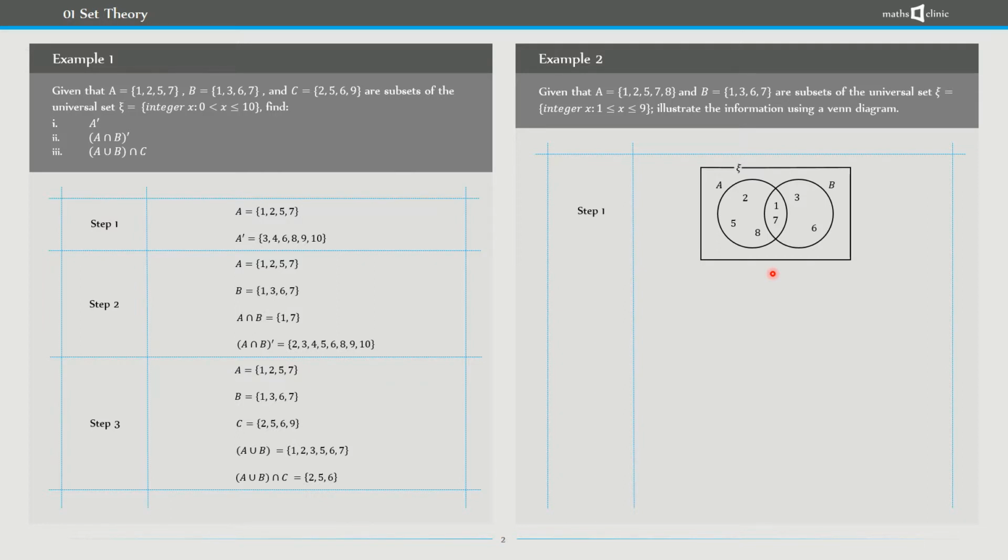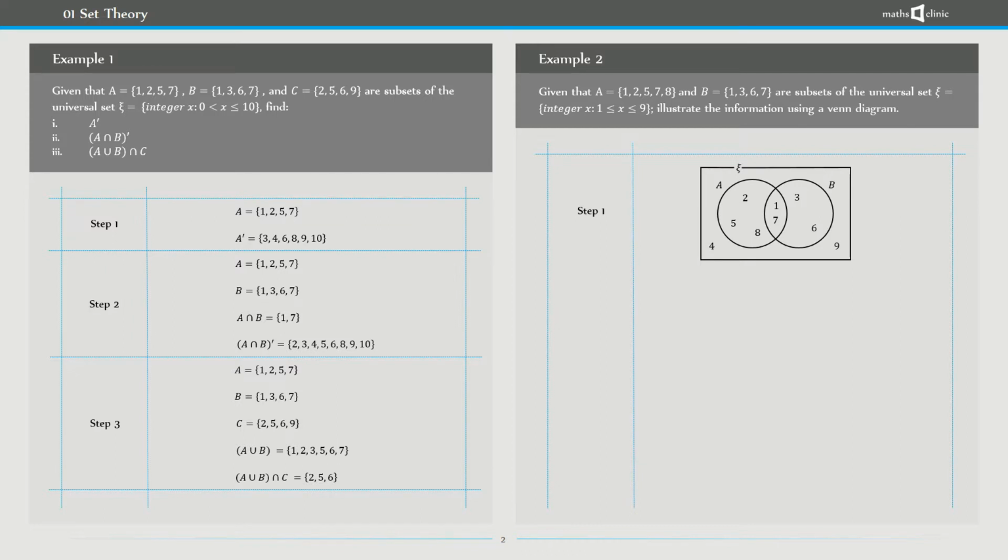There's one more thing, and students usually forget this, and it's a very, very important part. Remember, the universal set is 1 to 9. So 1, 2, 3, 4, 5, 6, 7, 8, 9. We have 1, 2, 3. There's no 4 at the moment, i.e. 4 is in the universal set, but it's in neither A nor B. So we just bring 4 over here, just right outside the circle.